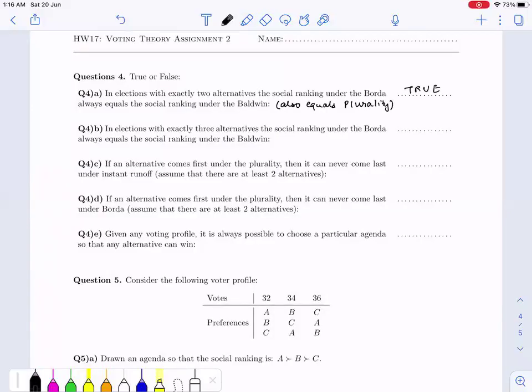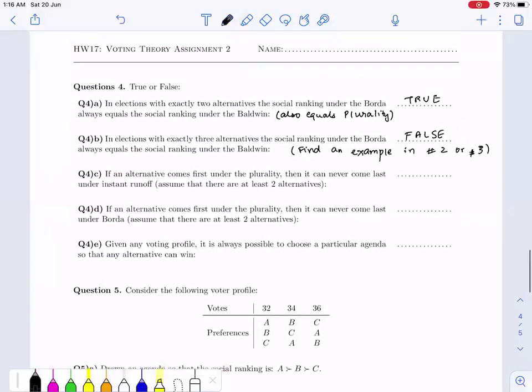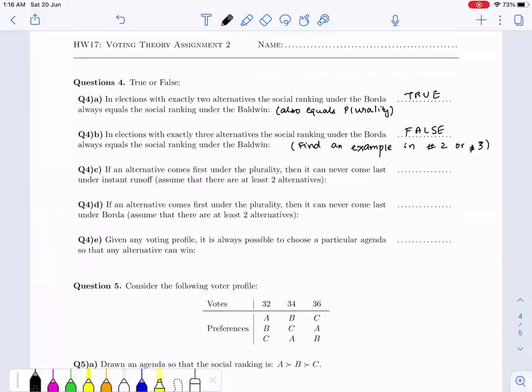Okay. If you have exactly 3 alternatives, then the ranking under BODA equals the social ranking under Baldwin. This is false in general. I hope you find a counterexample. Find an example to show this in problem 2 or problem 3. So I hope in one of those, your rankings under the BODA and the Baldwin system come out to be different. Unfortunately, every example that I'm using as a demonstration has the same rankings under most of the systems.